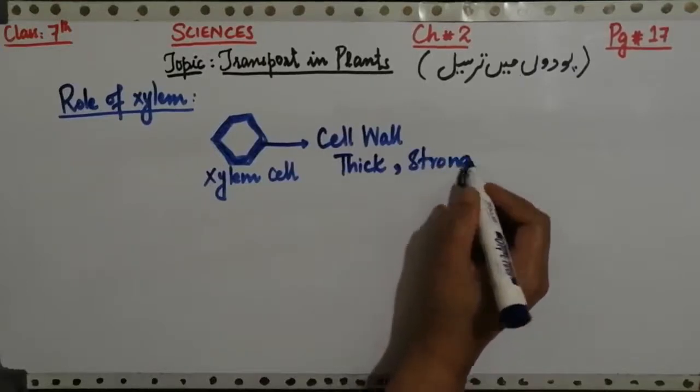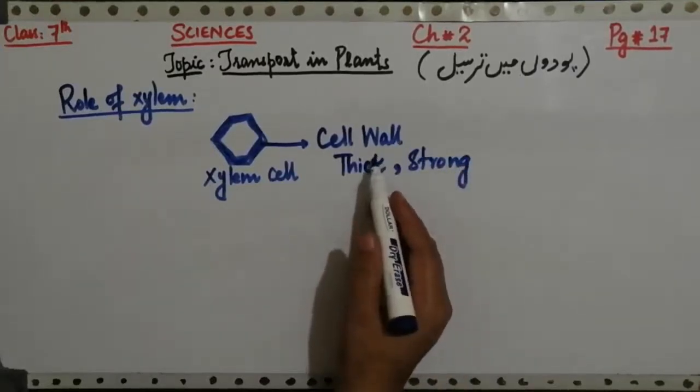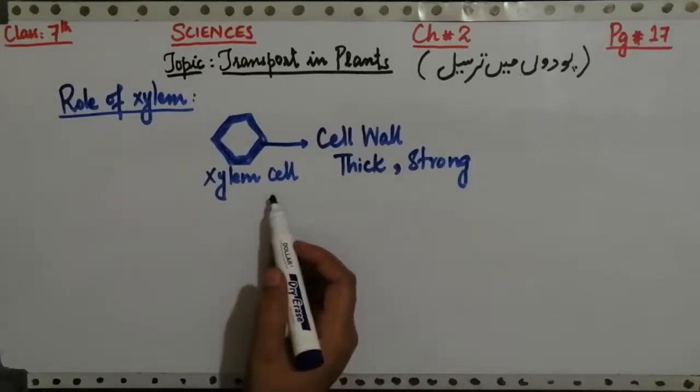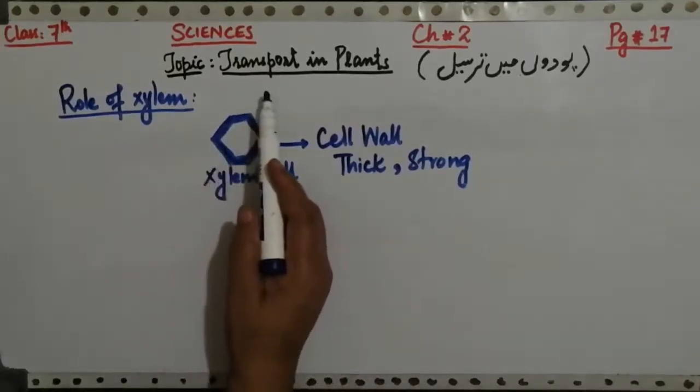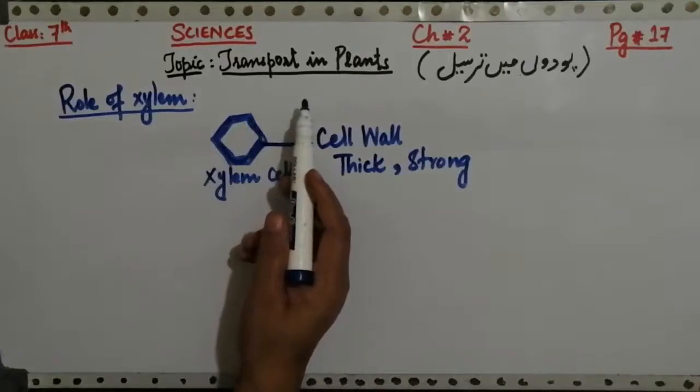So due to its strong and thickened cell wall, xylem tubes help the plant in the transportation of water as well as salts.